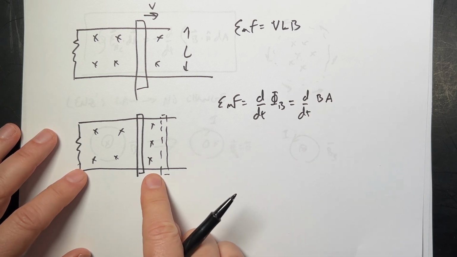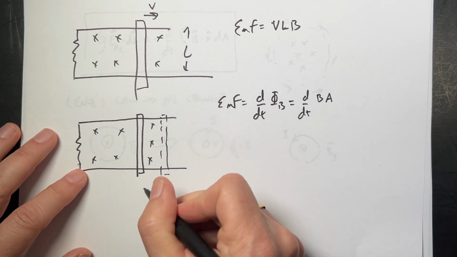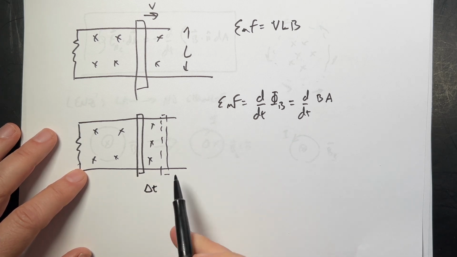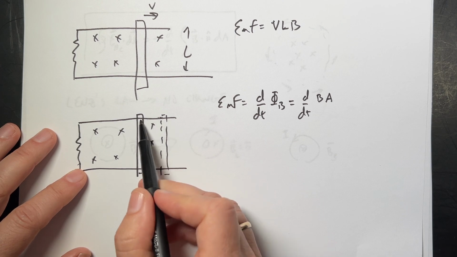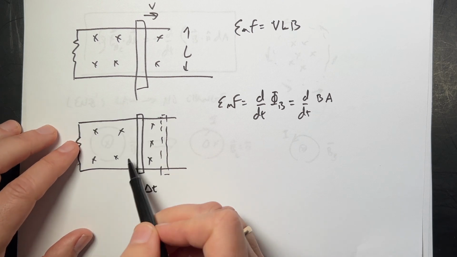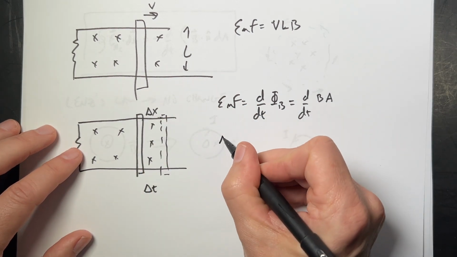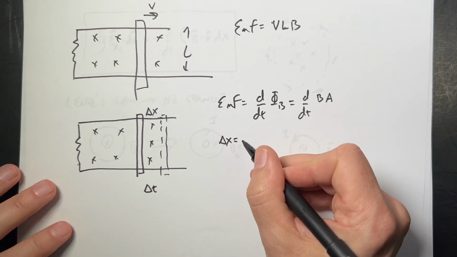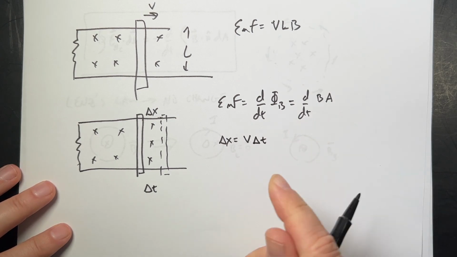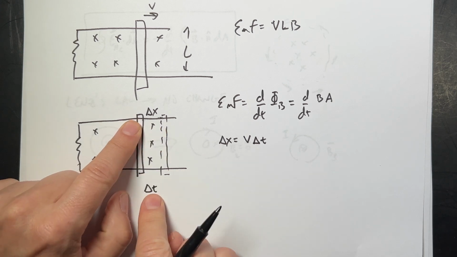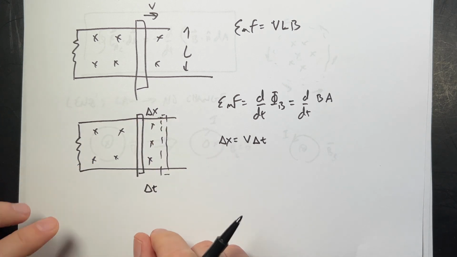Now, what about if I think about some time interval delta t? In some time interval, what's the change in area here? Well, the area goes from something to, we'll call this delta x, where delta x is going to be equal to v delta t, right? If I have some time interval delta t, that's how far it's going to move.